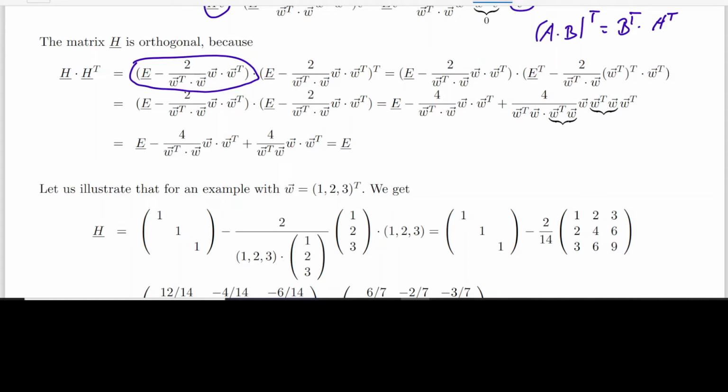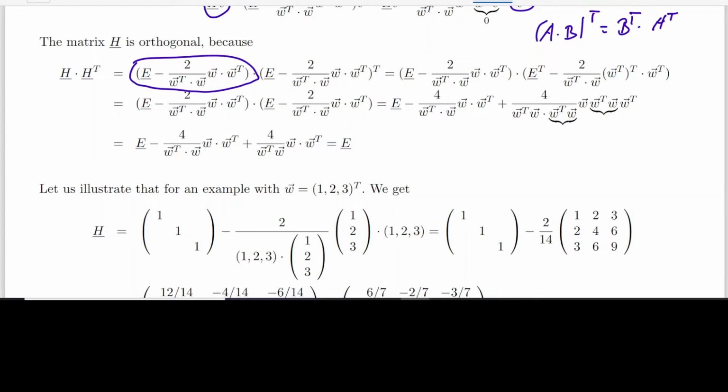Okay, what do we see? We see H transposed, we worked only on that part, is the same as H. So transposition does not change anything. That means that H is a symmetric matrix, but what we are really interested in is if H is orthogonal or not, and now we can do that job.